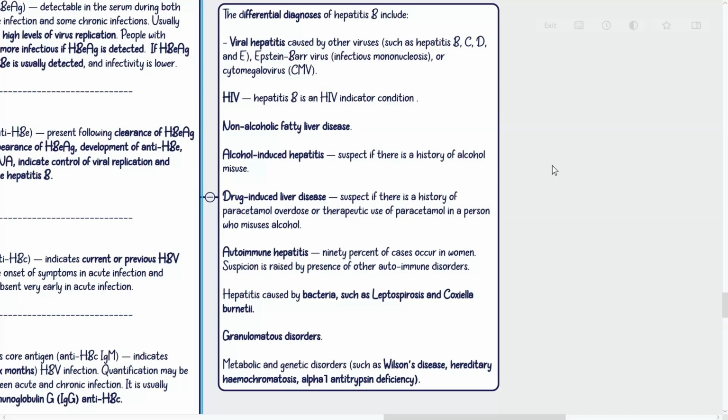Drug-induced liver disease. Suspect if there is a history of paracetamol overdose or therapeutic use of paracetamol in a person who misuses alcohol. Autoimmune hepatitis. 90% of cases occur in women. Suspicion is raised by presence of other autoimmune disorders. Hepatitis caused by bacteria, such as leptospirosis and Coxiella burnetii. Granulomatous disorders. Metabolic and genetic disorders, such as Wilson's disease, hereditary hemochromatosis, alpha-1 antitrypsin deficiency.